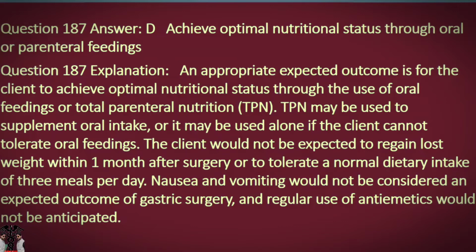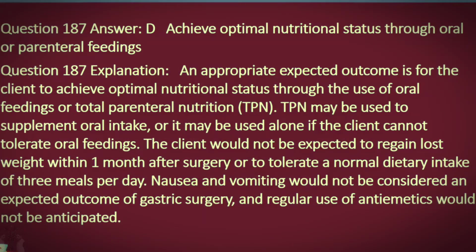Question 187. Explanation: An appropriate expected outcome is for the client to achieve optimal nutritional status through the use of oral feedings or total parenteral nutrition, TPN. TPN may be used to supplement oral intake, or it may be used alone if the client cannot tolerate oral feedings. The client would not be expected to regain lost weight within 1 month after surgery or to tolerate a normal dietary intake of 3 meals per day. Nausea and vomiting would not be considered an expected outcome of gastric surgery, and regular use of antiemetics would not be anticipated.